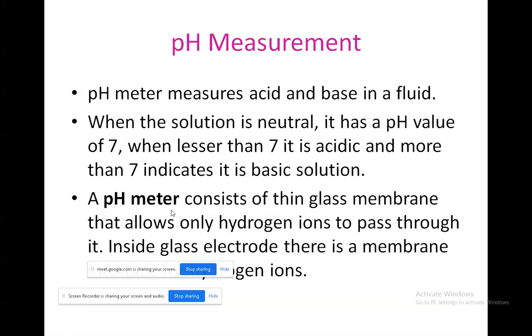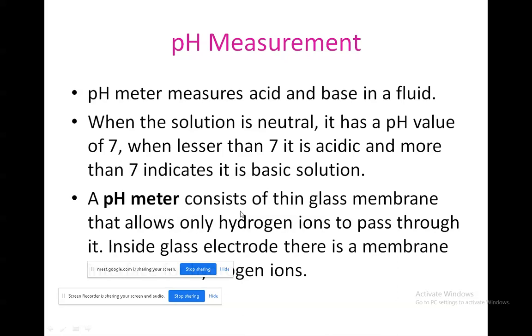If your pH meter indicates the value of 7, then your solution is said to be neutral. If the pH value is less than 7, your solution will be said to be acidic in nature. And if it is greater than 7, it will be basic in nature. So these are the conditions.